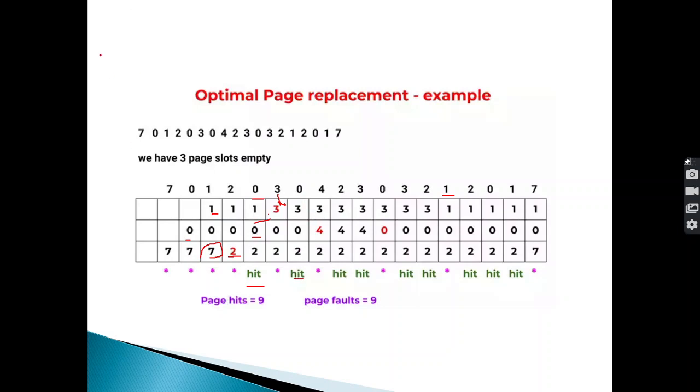So here after 3, what do I have? Here 4 is there, 2 is there, 3 is there. Sorry, 0 is the longest time we are not using. Here we are continuously using, no. So we can replace now. So I can replace the 0 here.